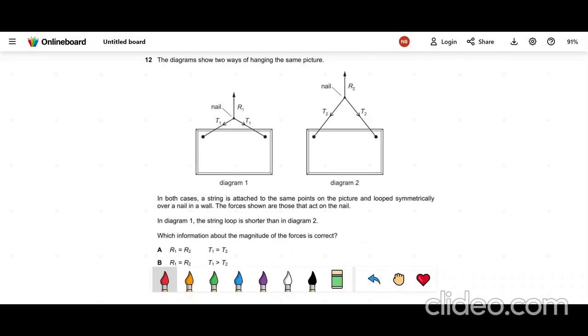Today we are going to solve this Physics AS level 9702 question. Let us try this question. First one, question number 12. The diagrams show two ways of hanging the same picture.